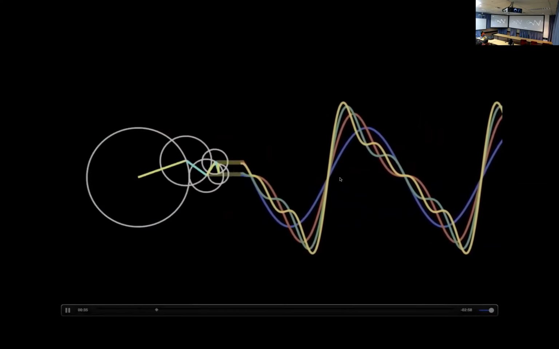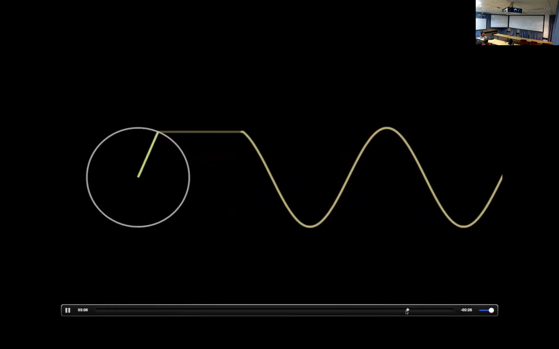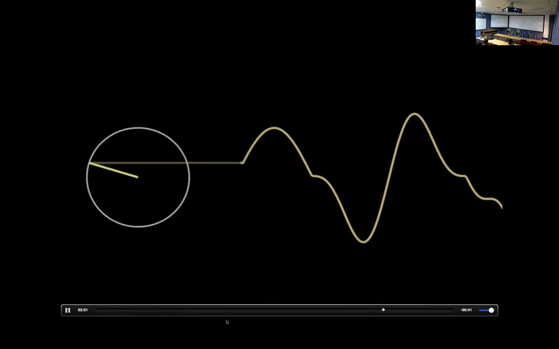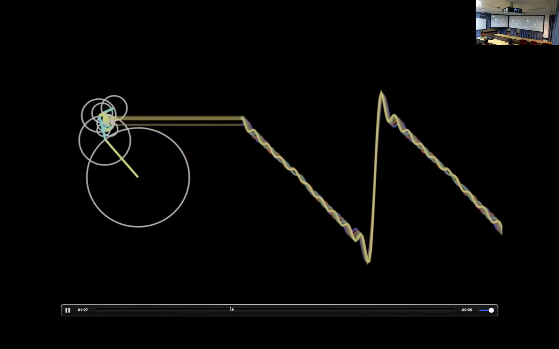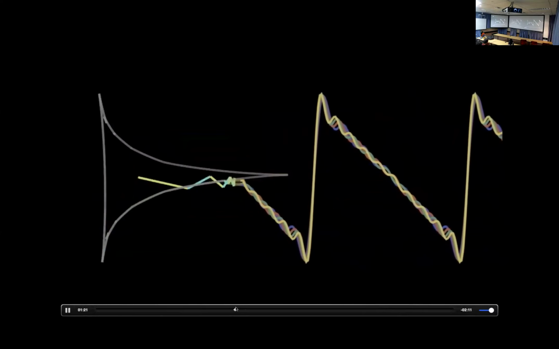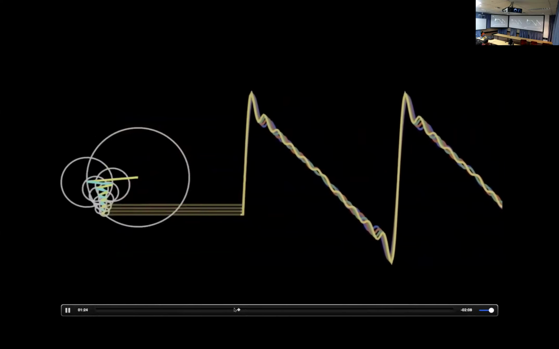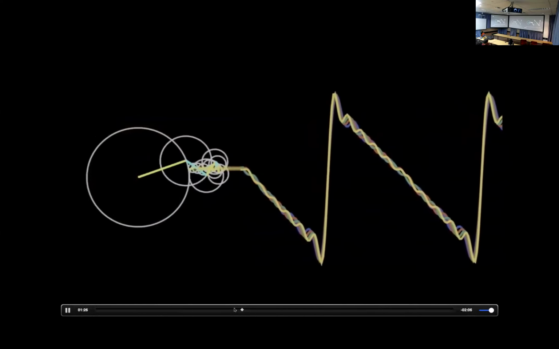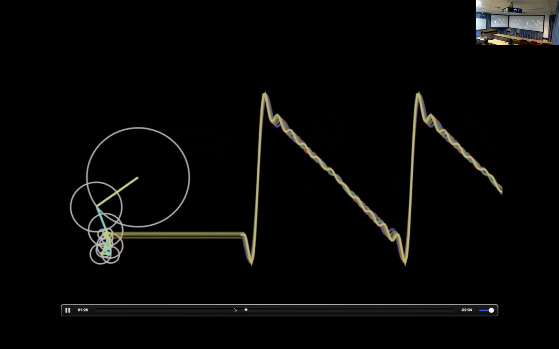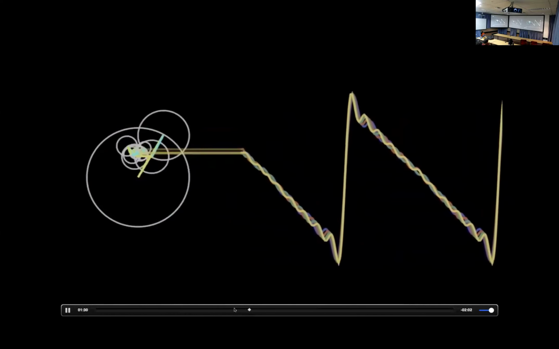So if I just go ahead, this one's really nice. Hang on, in the middle here somewhere. Yeah. So if you do lots and lots of circles, you can make this sawtooth wave. Right? And Fourier theory will tell you how to do all this properly.